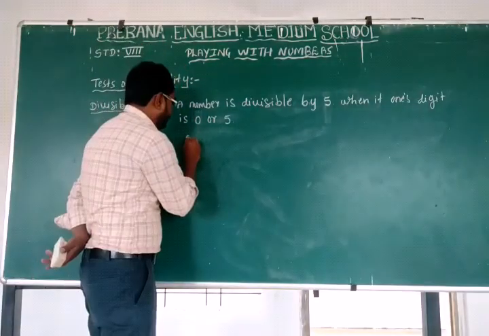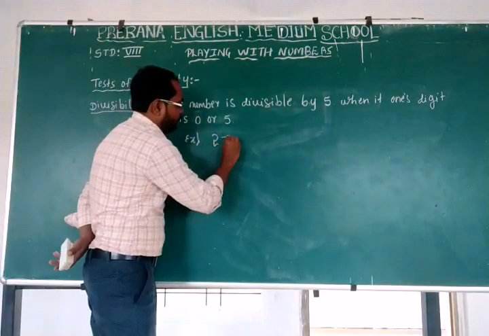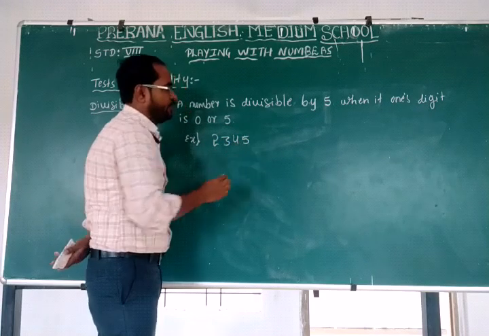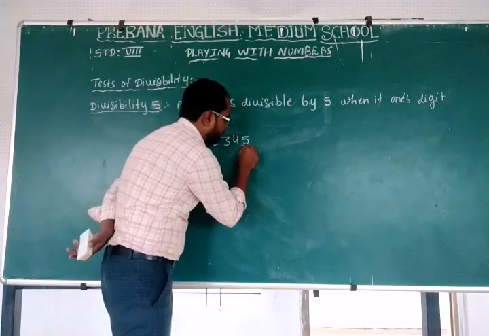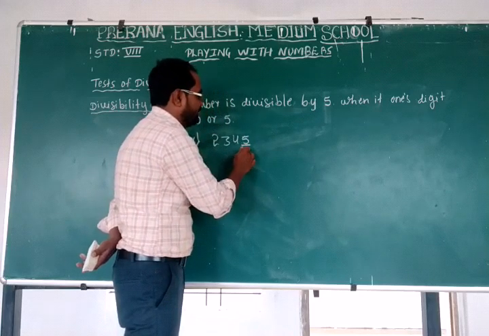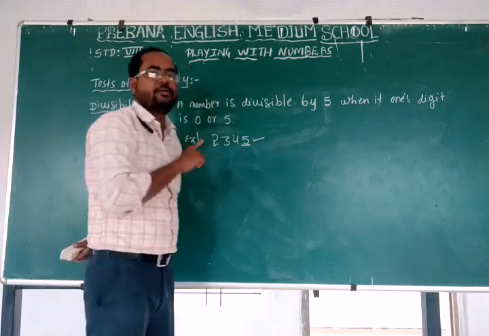For example, you can take 2, 3, 4, 5. Is this number divisible by 5? So I have to just look at the units place. It is 5 in the units place. That means this number is completely divisible by 5.